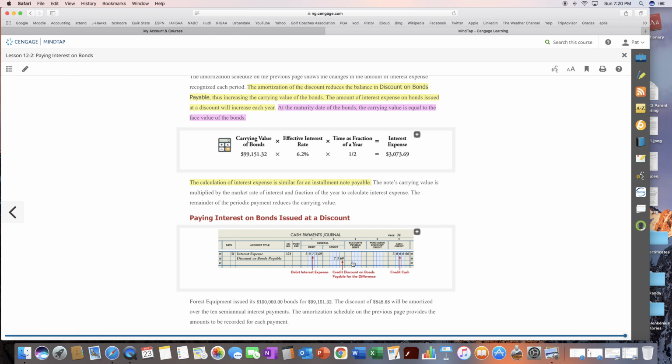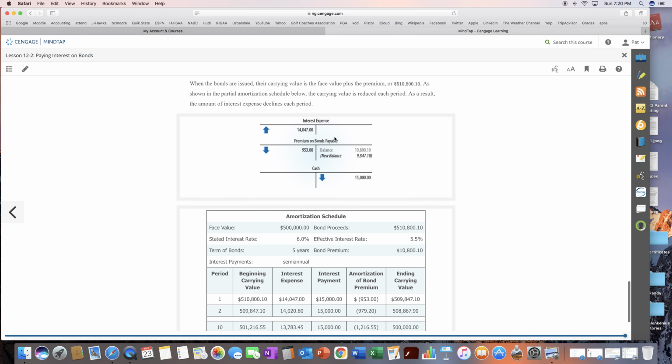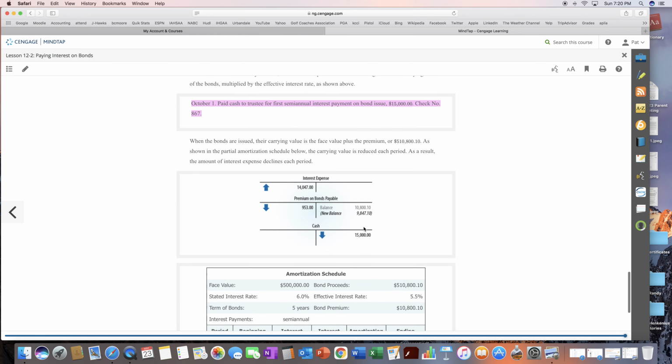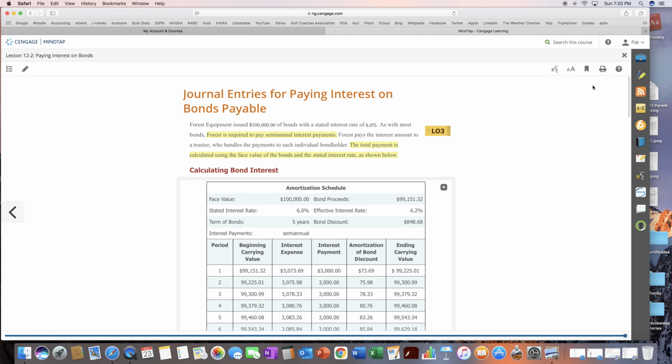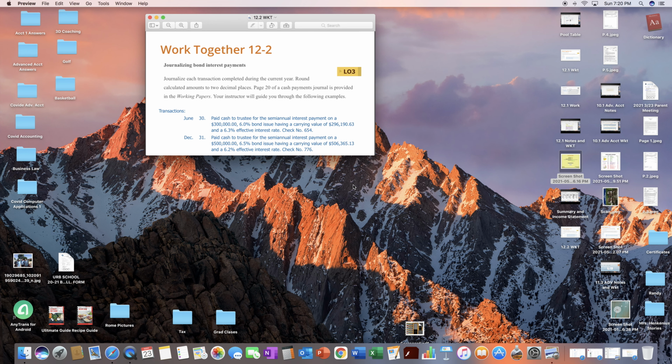So this is how we will journalize a bond that's done on a premium. This is how we will do the bond at a discount. And you can see and notice that the premium goes down. You get a new balance. You get the cash. So this is the T account for that one. They kind of show you all this. So when we have the carrying value, the ending carrying value, and we buy it at a premium, it goes down a little bit because we're paying a little more than what was expensed out. So that is the notes for 12.2.